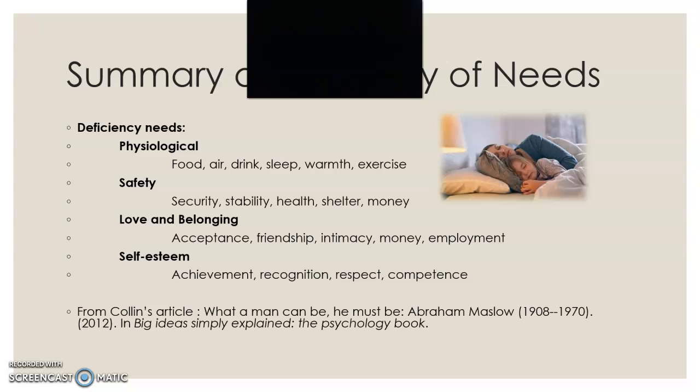The next level up, love and belonging. This starts to incorporate relationships, friendships, intimacy, acceptance, and money again. And then right before we hit the next level of growth needs, that self-esteem piece needs to be met. And this can be met through achievements, recognition, respect, and competence.